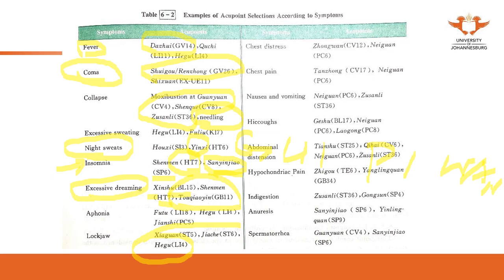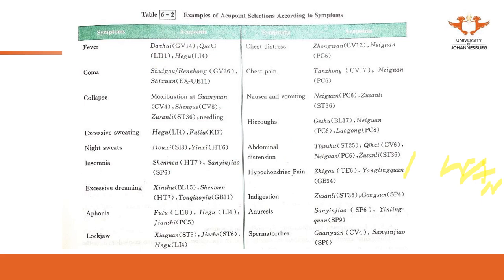Chest distress, you can use PC6, Neiguan. We have explained that you can use it for anything related to the chest and abdomen. So as you can see here, chest distress, chest pain, nausea or vomiting, hiccups, abdominal discomfort, all of them you can use pericardium 6, because pericardium 6 can be used for anything related to the chest and abdomen. So this is one of the most important points, Neiguan.